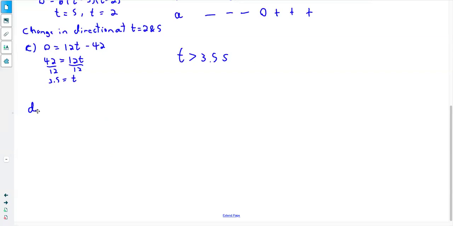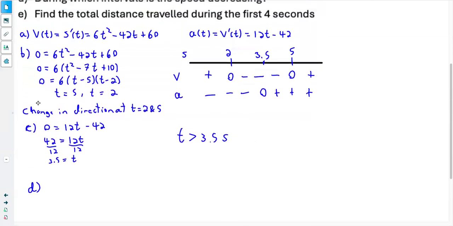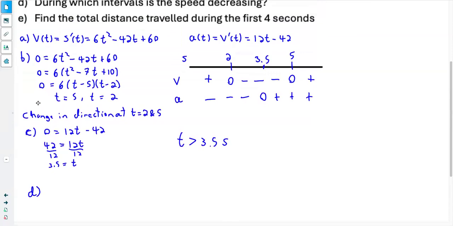Now our next part, D, was during which intervals is the speed decreasing. So if you recall, our speed is decreasing if our velocity and acceleration have opposite signs. So we can see we have opposite signs here. So we can say that it's decreasing from 0 to 2 seconds. We also see opposite signs here, so between 3.5 and 5 seconds.